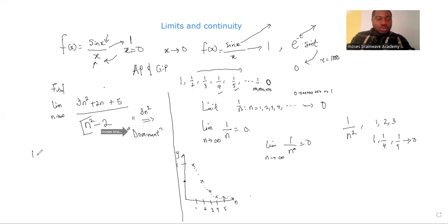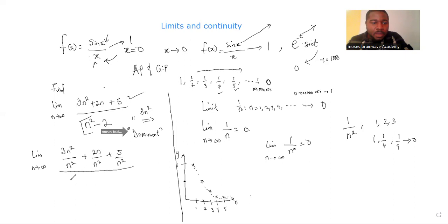What I need to do is just to use the dominant term in the denominator to divide through all the terms of this particular function. So I'm going to have 3n squared upon n squared, this dominant term in the denominator, then plus 2n upon n squared, then plus 5 upon n squared. Now, the denominator, I'm going to have n squared upon n squared minus 2 upon n squared.